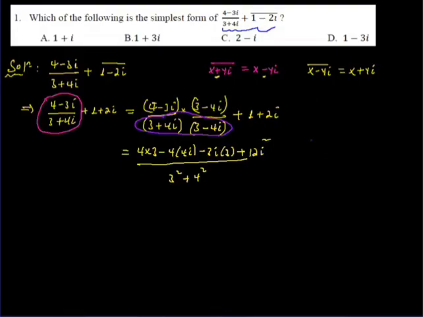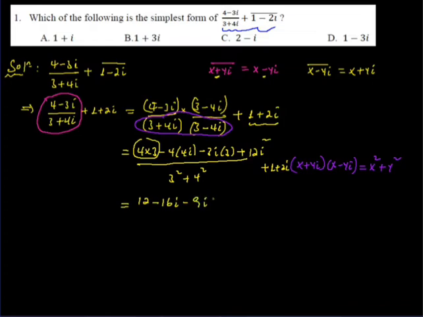Why? For example, if we have two complex numbers, x plus yi times x minus yi, the product is always x square plus y square, as you can check. So here we do have 1 plus 2i. Then let us write this one: 4 times 3 is 12 minus 16i minus 9i minus 12.